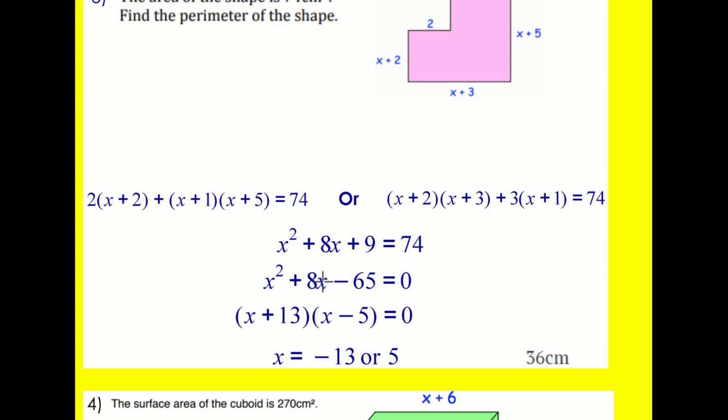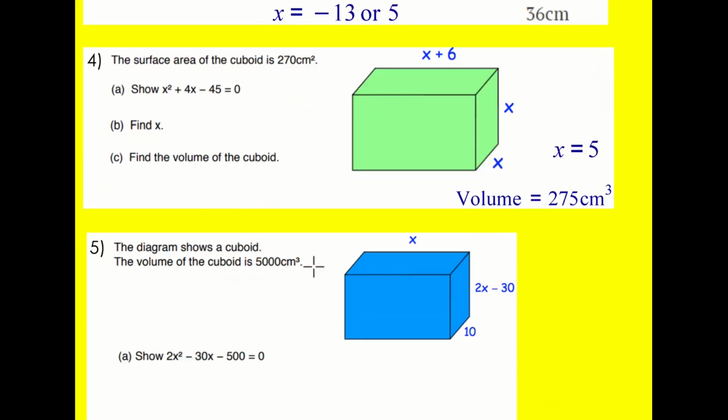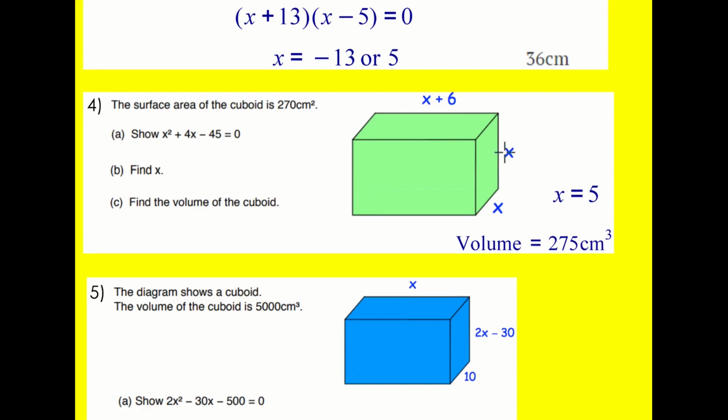Brilliant, we got that. Onto surface area. Similar sort of thing. This time with x plus 6. Get a quadratic. Make sure you practice this. Find x. Find the volume of the cuboid. X is equal to 5. The volume is 275.